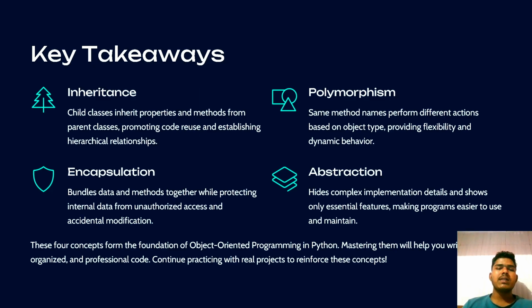So today's class summary is inheritance, polymorphism, encapsulation, and abstraction. These four concepts form the foundation of object-oriented programming in Python. Mastering them will help you write organized and professional code. Continue practicing with real projects to reinforce these concepts. In this chapter we learned the OOPS concepts, and in the next lesson we are going to learn and code programs in Python.